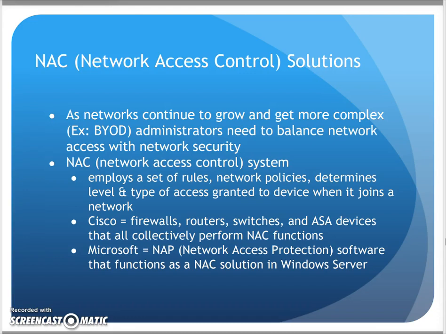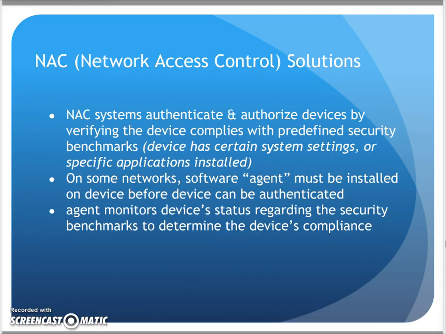Things like your firewalls, routers, switches, and ASAs all work together to perform this network access control function. It's really a combination of things to decide, okay, what is this person or device allowed to do on our network? So the first thing is authenticating authorized devices by verifying the device complies with a certain set of security parameters, and in some cases an actual software agent needs to be installed on this device before it can be authenticated. Okay, you're going to connect to a network, you're going to install this agent that's going to double check that these things are in place before you can be used on our network.